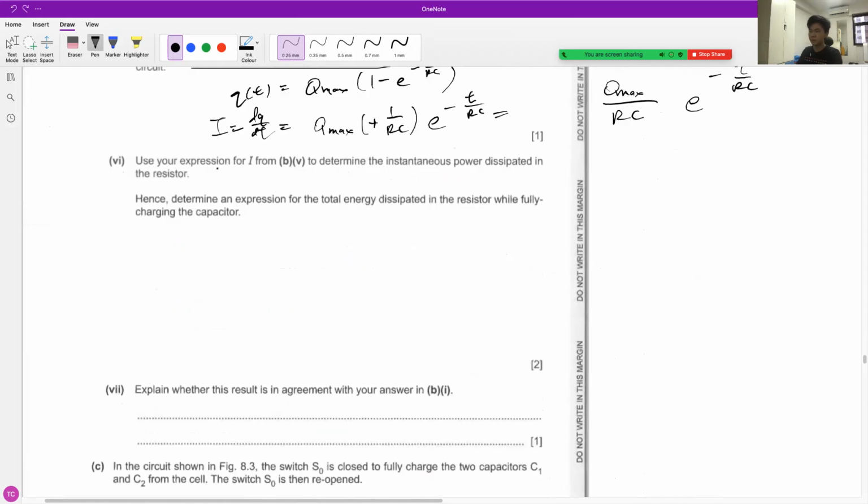Now use your expression to determine the instantaneous power dissipated by the resistor. I is a function of time. What I mean by instantaneous power is that power is a function of time: at this point in time, how much power is dissipated? The answer is P of t equals I squared R. So it's just P equals I squared R, just that you put in a time dependence. If your resistance were dependent on time, it would be different, but in this case our resistance is constant.